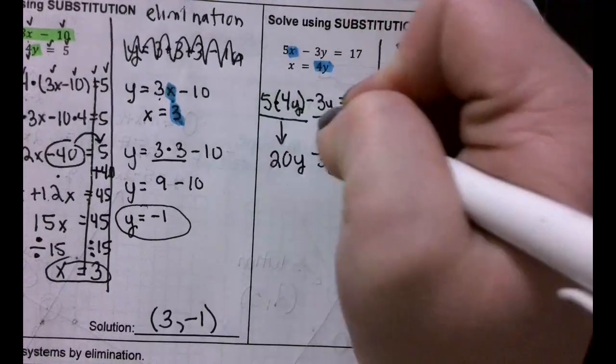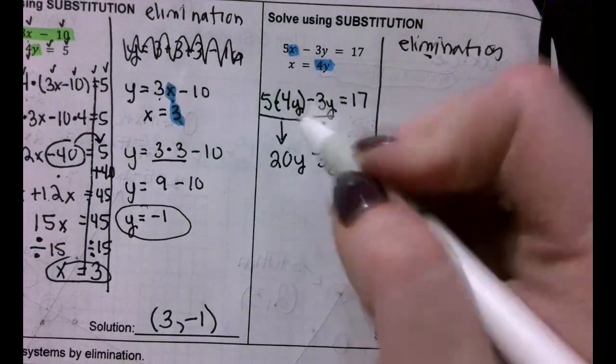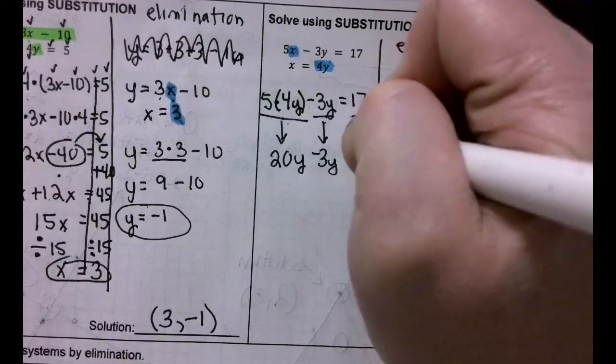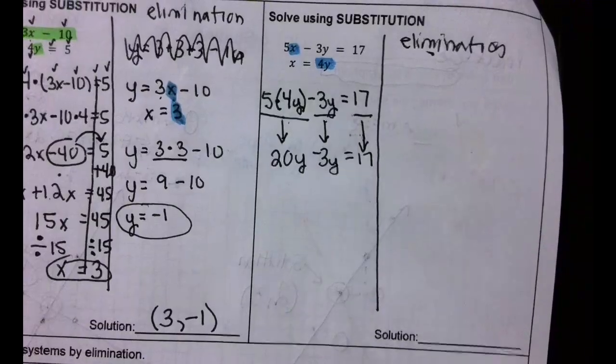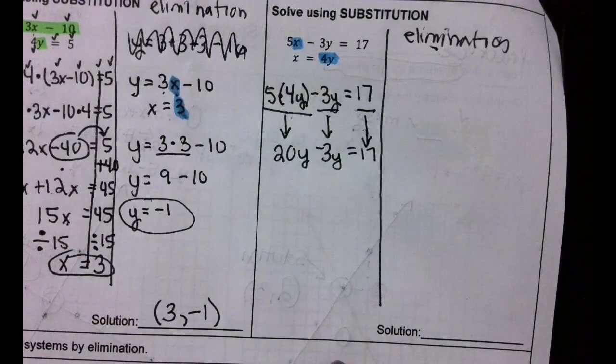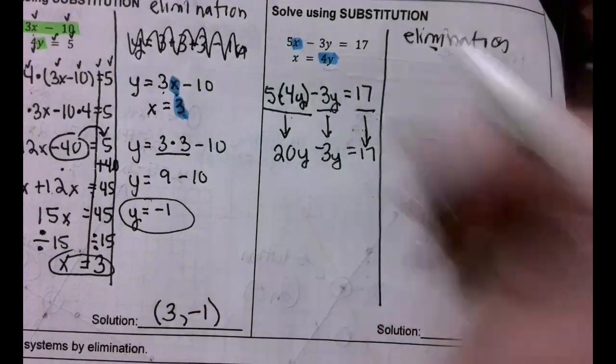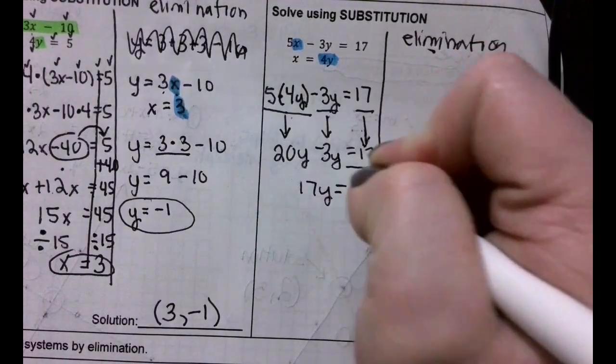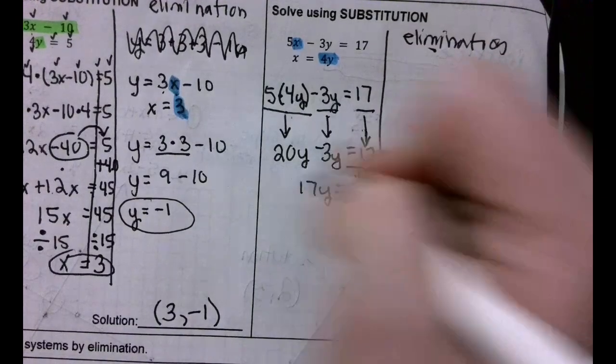Here's a strategy to help keep track of what you're bringing down. Notice how I put the lines, and I underlined to make sure that I brought everything down. Now I'm going to combine my like terms. 20y minus 3y is 17y. And then I'm going to keep bringing down my equals 17. I don't want to forget it.